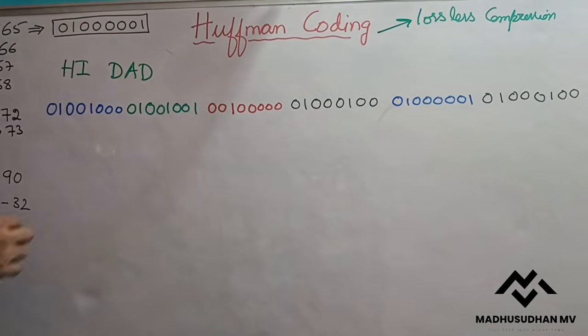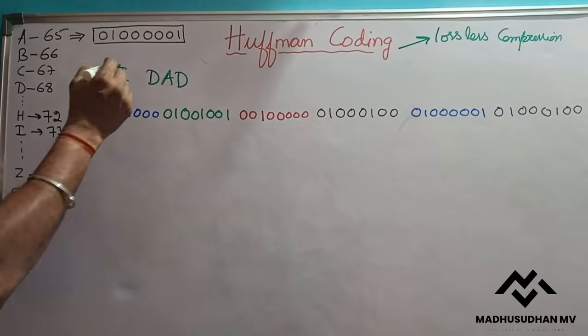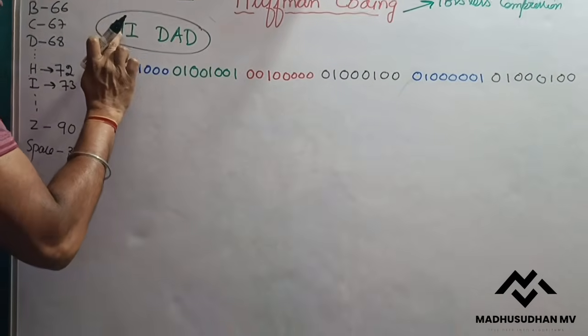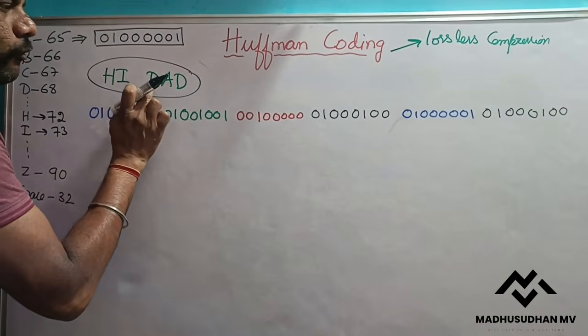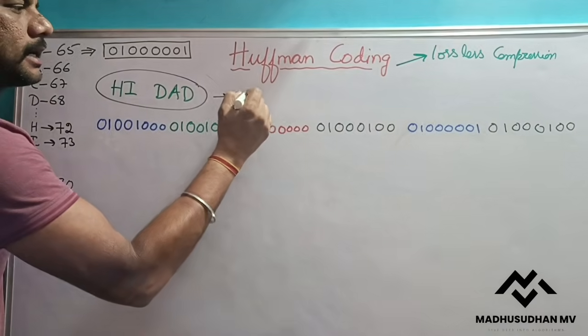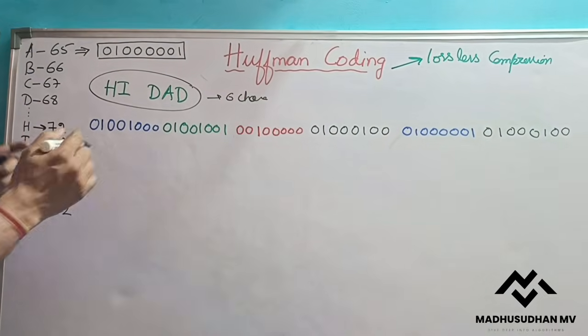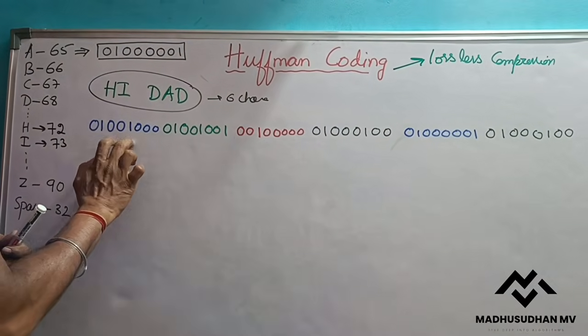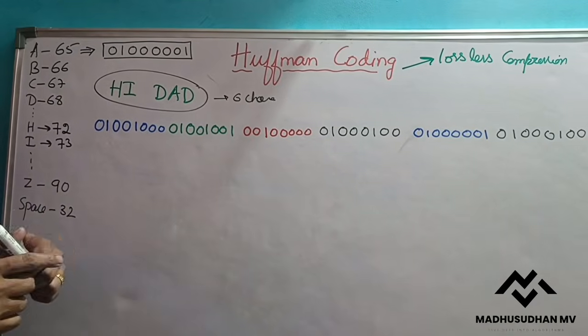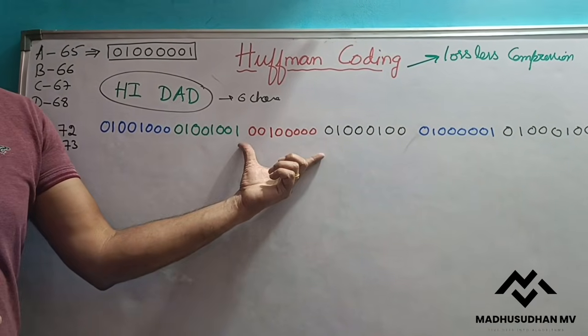See, actually how many characters did we type as a message? As a message I typed 1, 2, space is 3, 4, 5, 6. For 6 characters, the data sent will be 6 into 8, which is 48. So 48 bits are going to be sent.